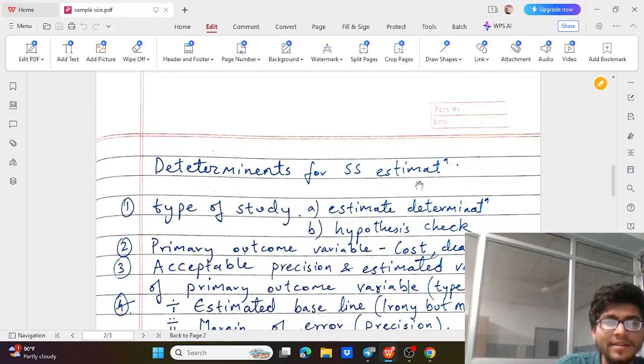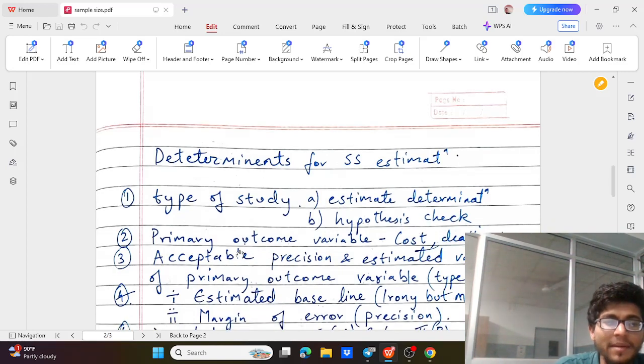So we'll understand this with some details so that we can easily get to our sample size estimation. So first of all, what is the type of study? Whether it is some estimate determination, where we have to find some value, or it is a hypothesis check, where we have to check some hypothesis, like whether that is affecting a pathology.